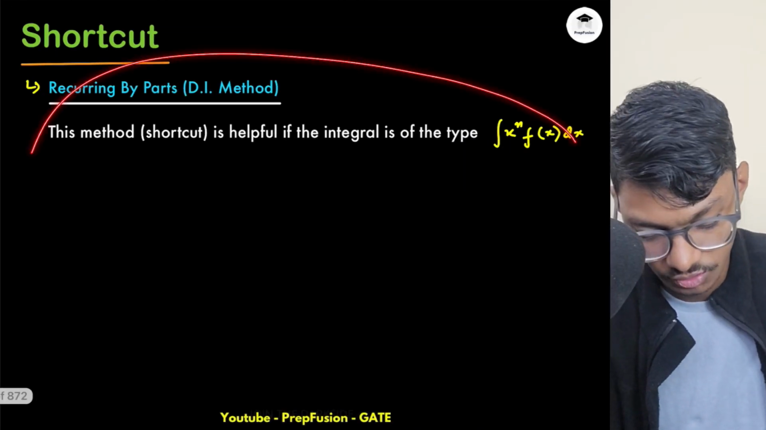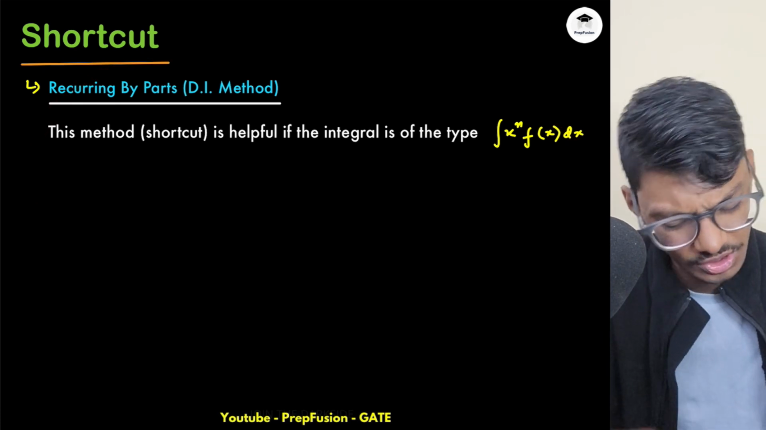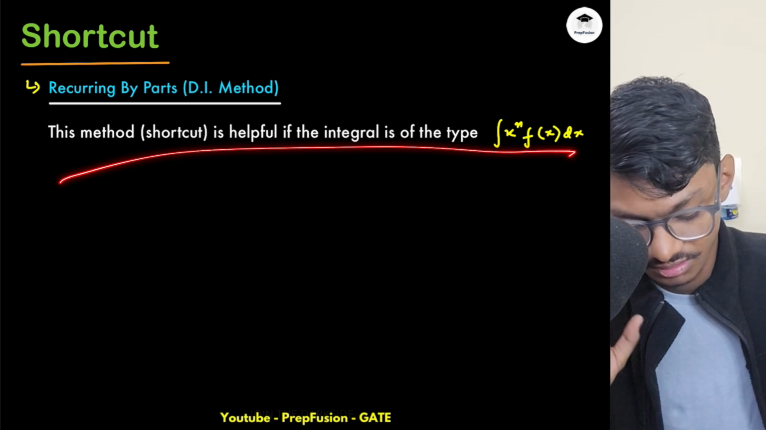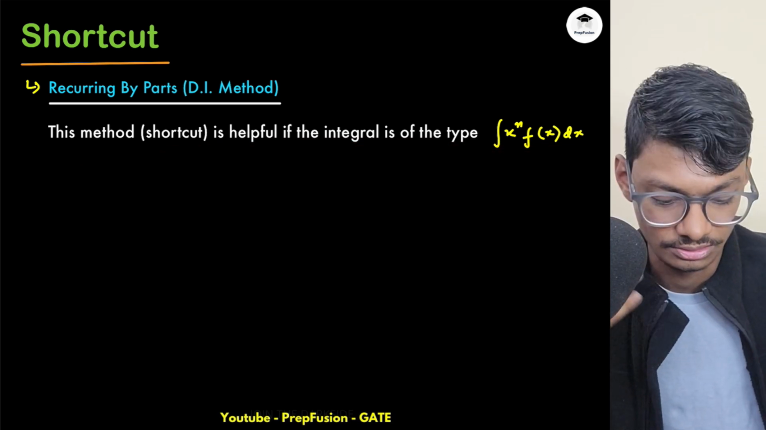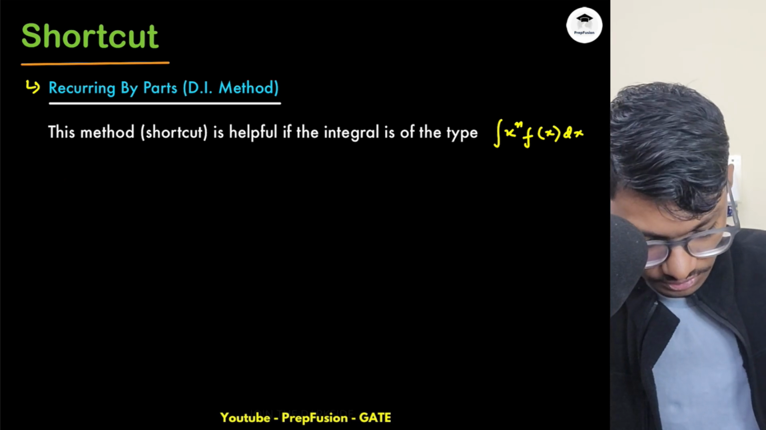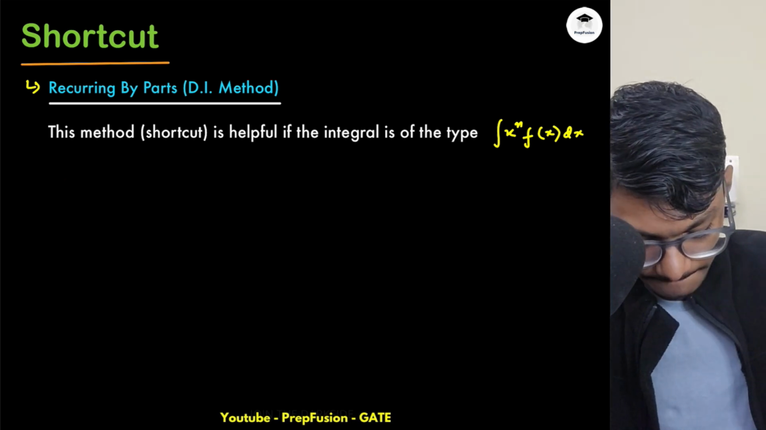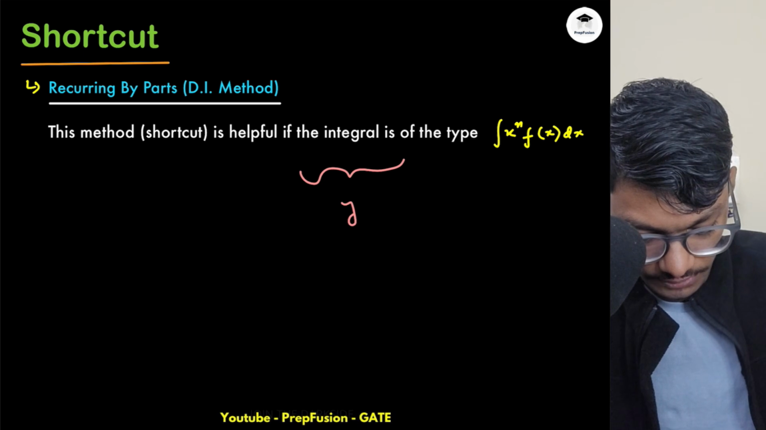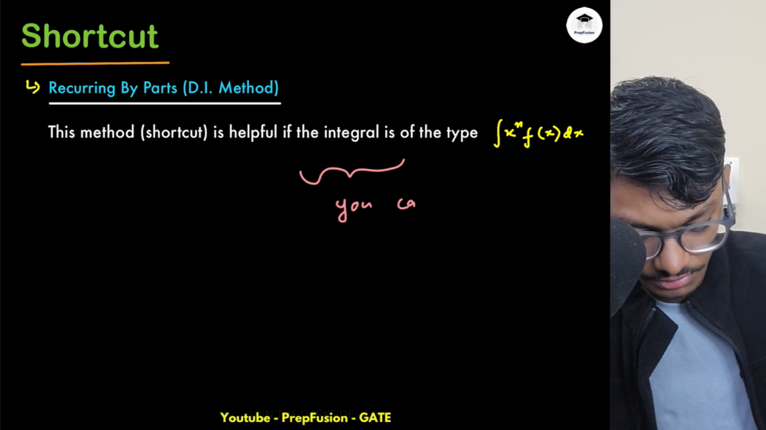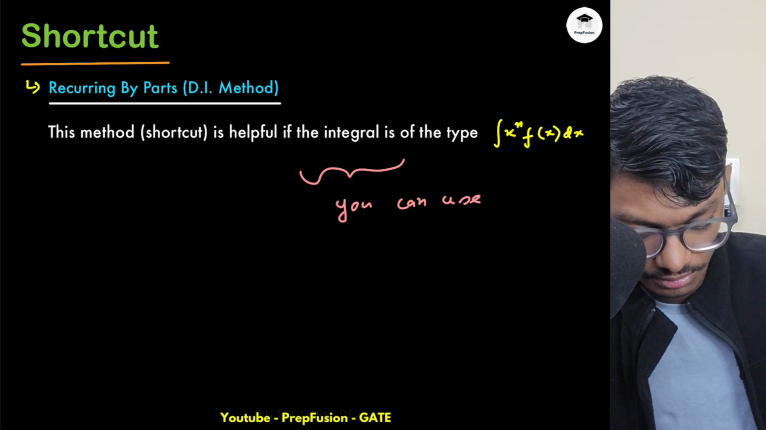Okay, and then like I told you, the DI method. So you can use the DI method always. There isn't any particular type of integration where you have to use a DI method. You can use it always.